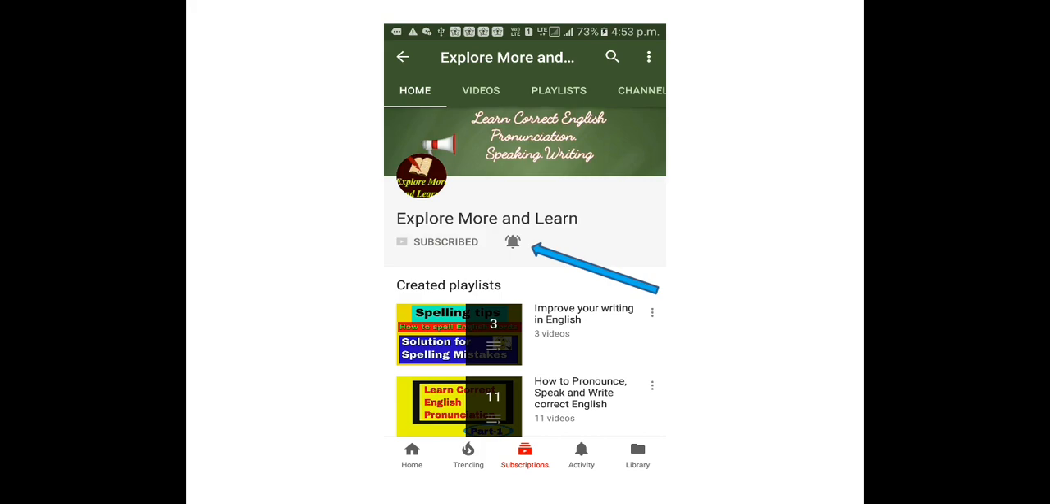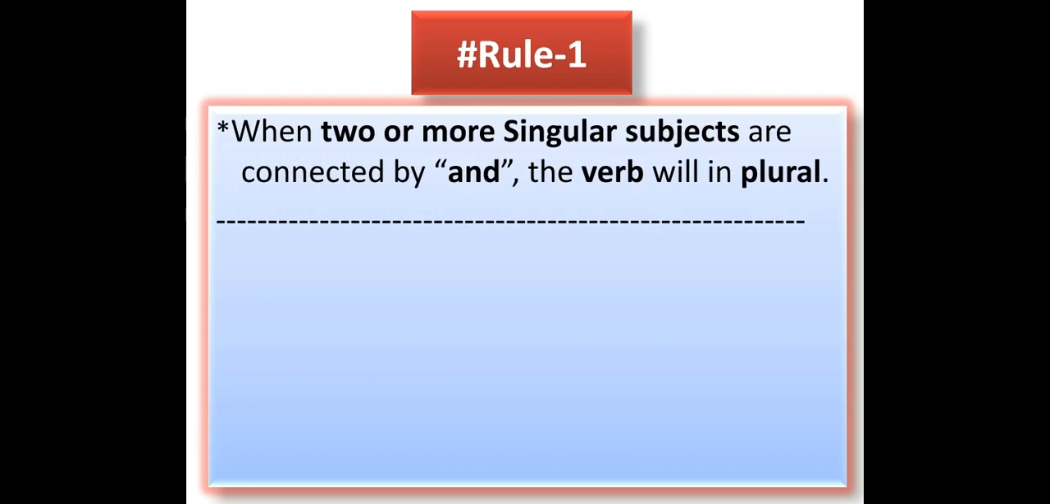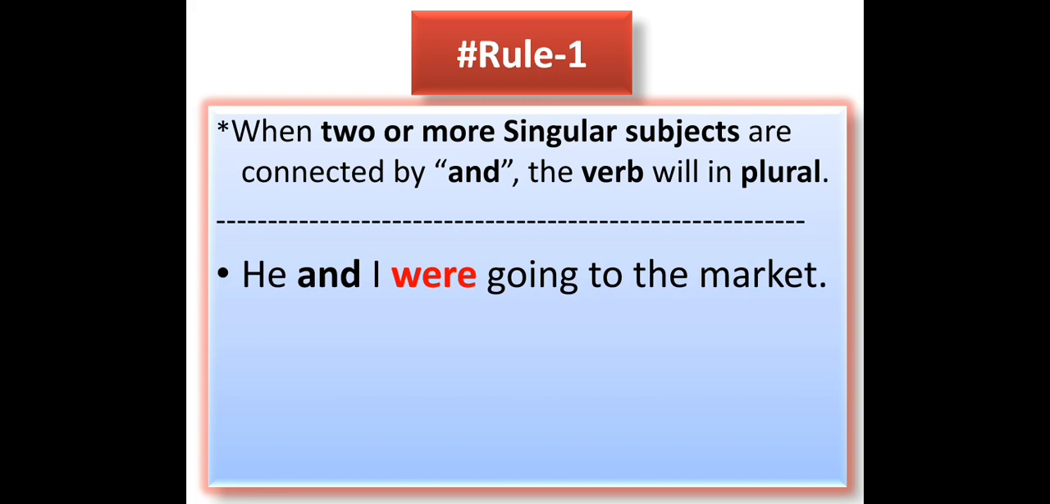Okay, so let's begin. Rule number 1. When two or more singular subjects are connected by and, the verb will be in plural. I repeat it again. When two or more singular subjects are connected by and, the verb will be in plural. Now I'll give you some examples. He and I were going to the market.